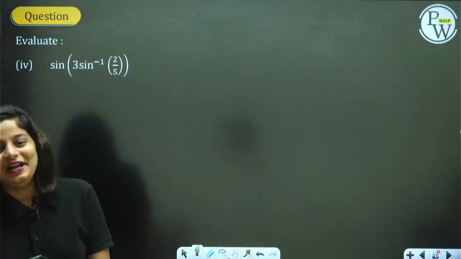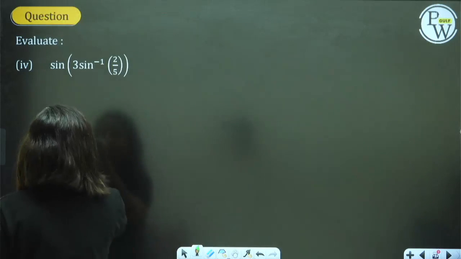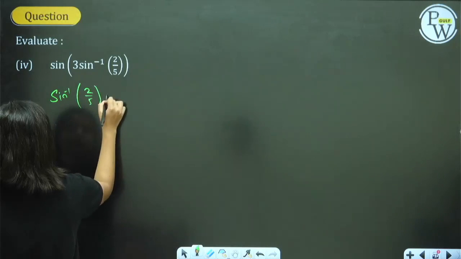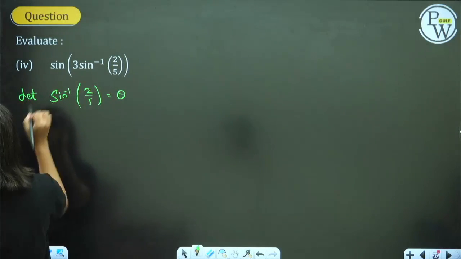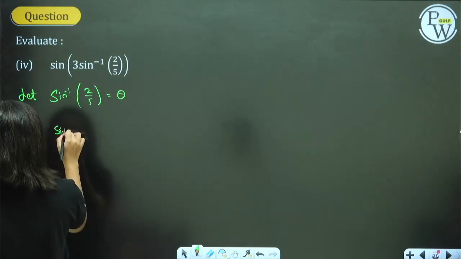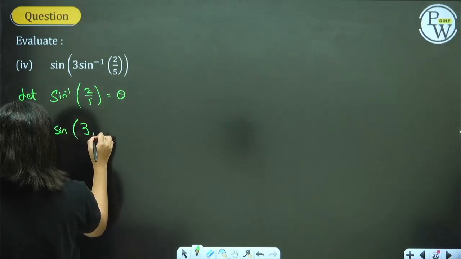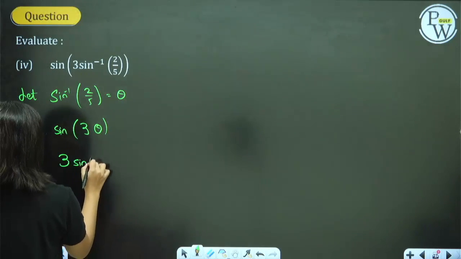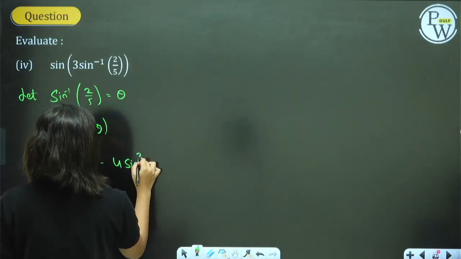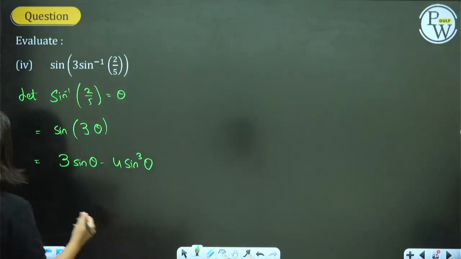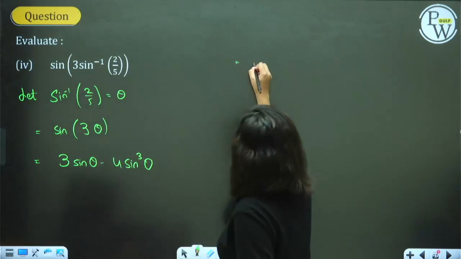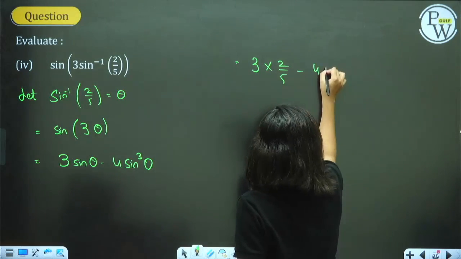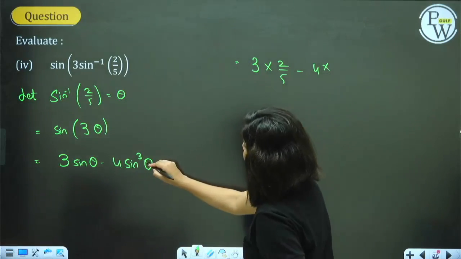Sine of 3 times sine inverse of 2 by 5. Let's call sine inverse of 2 by 5 equal to theta. Yes. The question becomes sine of 3 theta. And what is sine of 3 theta? By the formula, 3 sine theta minus 4 sine cube theta. Once again a class 11 formula, the triple angle. It is equal to 3 times sine theta, which is 2 by 5, minus 4 into sine theta, 2 by 5, cubed.